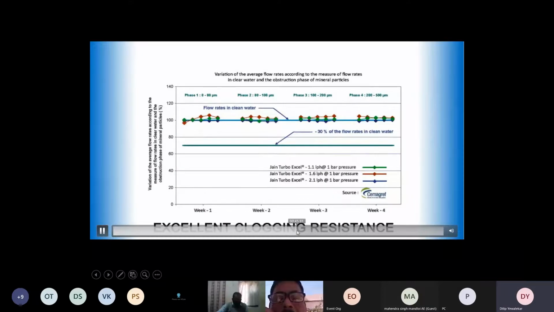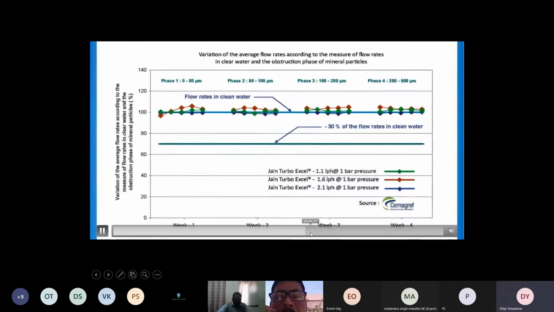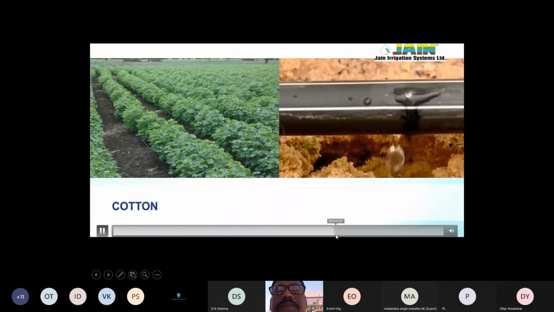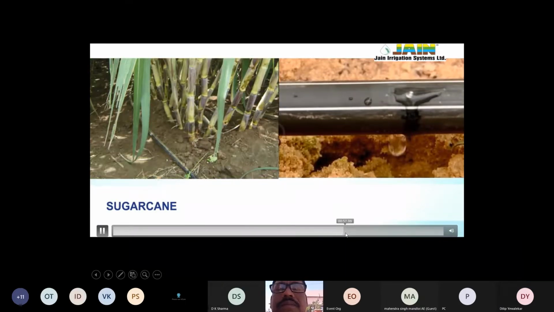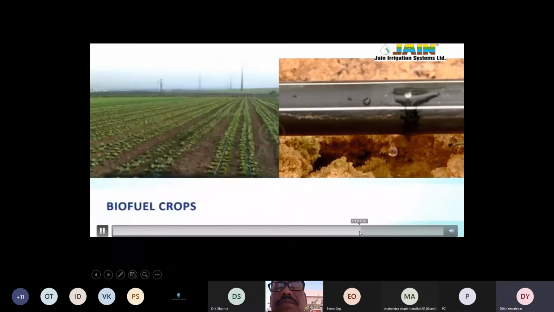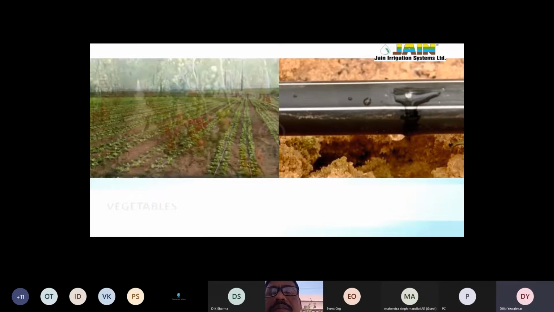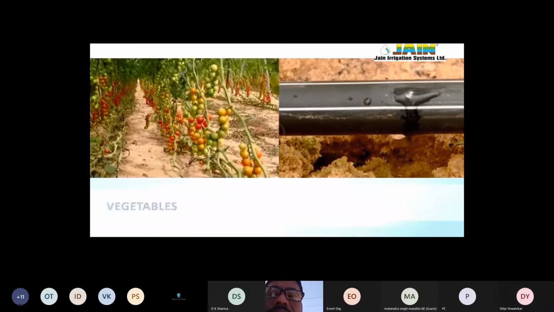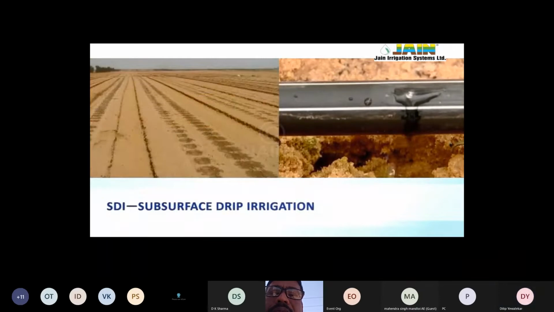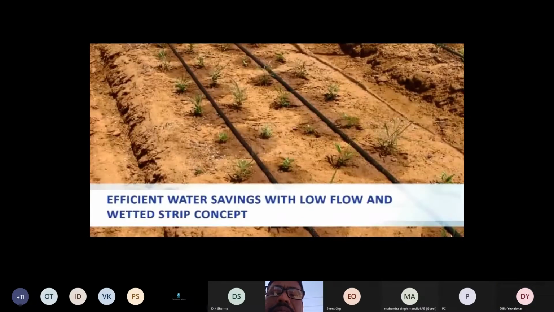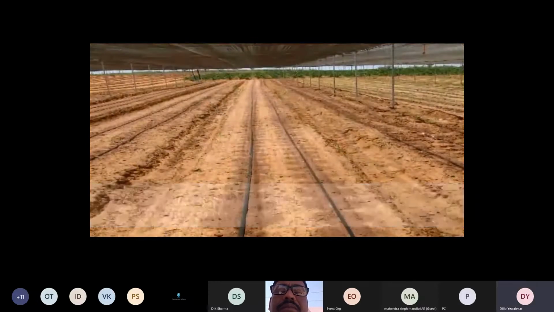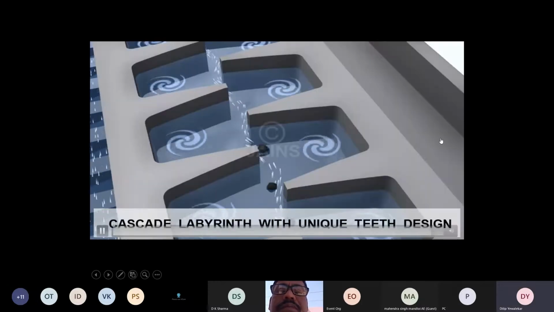So this is the certificate. The drip line is suitable for all kinds of crops: vegetables, sugarcane, tomato, flowers. Subsurface irrigation, or on-the-surface irrigation. Now this is how the water is moving.